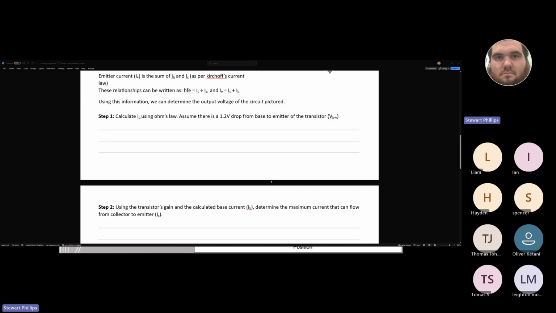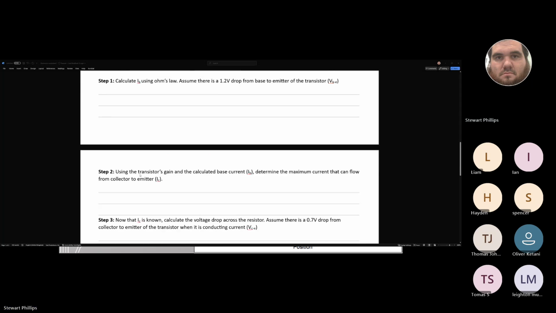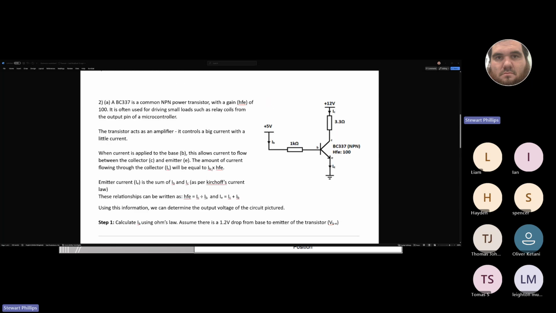Yep. So the answer for step 2, using the transistor's gain and the calculated base current IB, determine the maximum current that can flow from collector to emitter, which is IC. The maximum current will be 380 milliamps, because we know IC is IB times HFE. The gain is 100. Therefore, it must be 3.8 milliamps times 100, which gives us 380 milliamps.